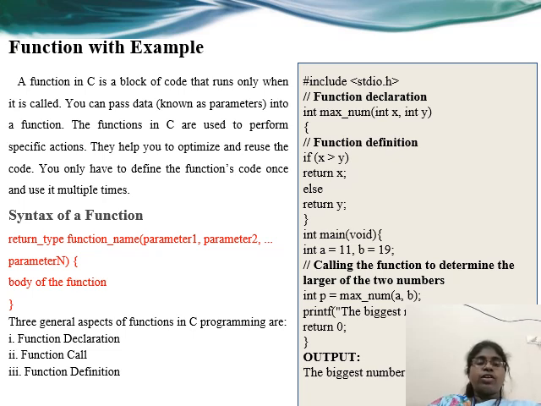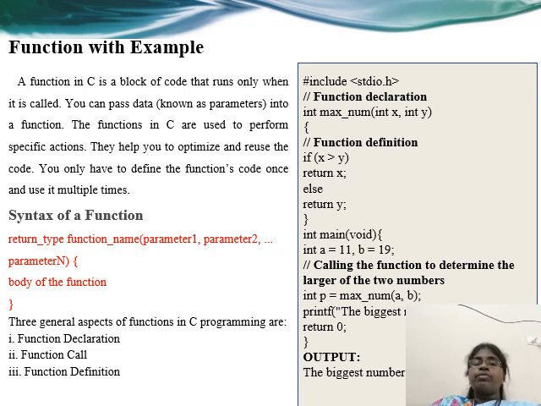Three general aspects of function in C programming are function declaration, function call, and function definition. Then we go to the simple example program using the above three aspects of functions in C. You must write the header file #include <stdio.h>, the standard input output header file. The next is function declaration: int maximum number, int max(int x, int y). Then open the curly brace for function definition. If x greater than y, return x, else return y. Close the curly brace. Then we go to the main function.